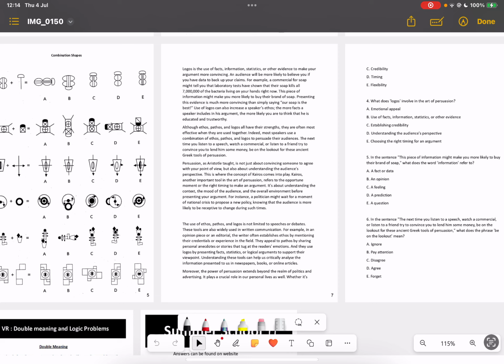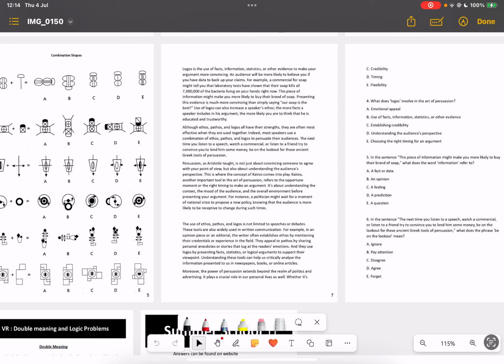For example, a commercial for soap might tell you that laboratory tests have shown that their soap kills all 7 million of the bacteria living on your hands right now. This piece of information might make you more likely to buy their brand of soap. Presenting this evidence is much more convincing than simply saying, "Our soap is the best."